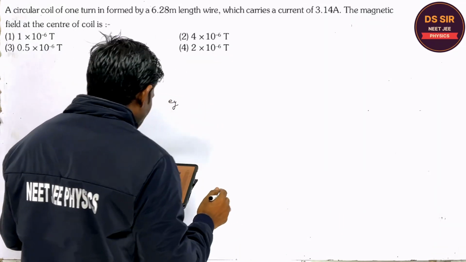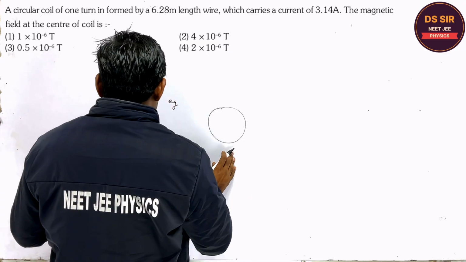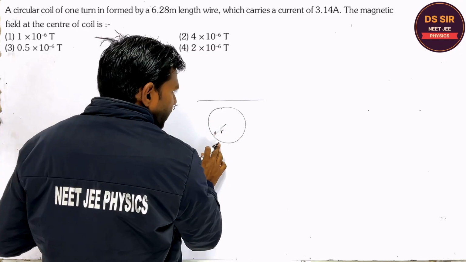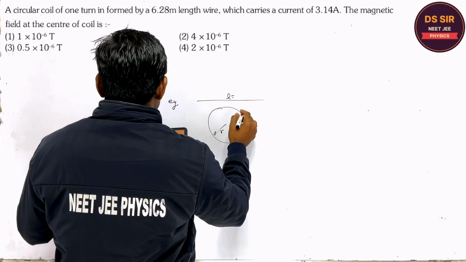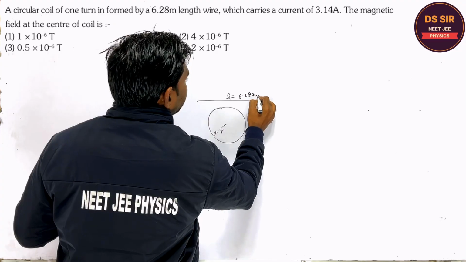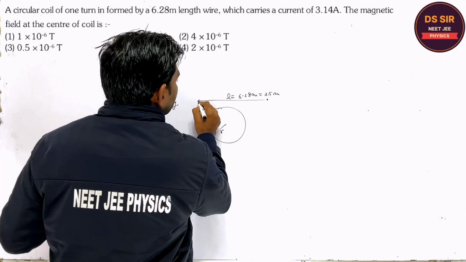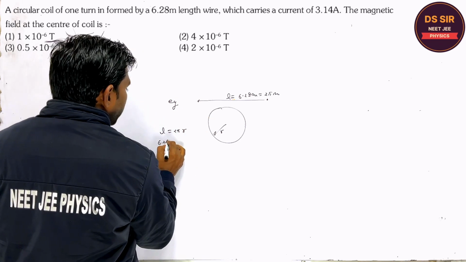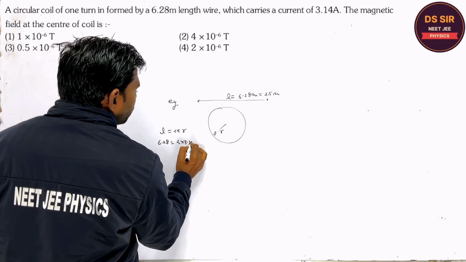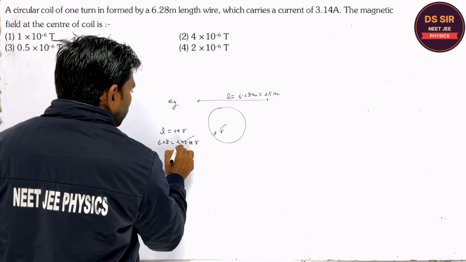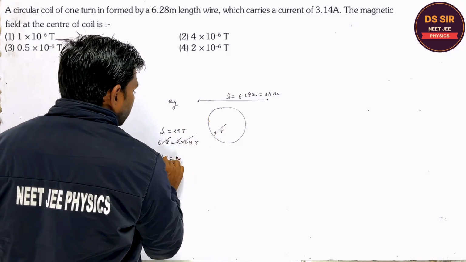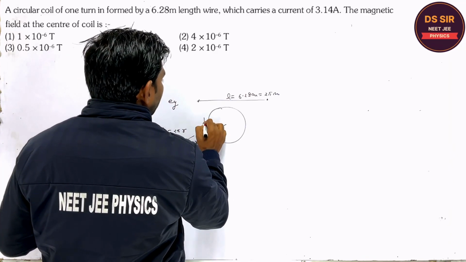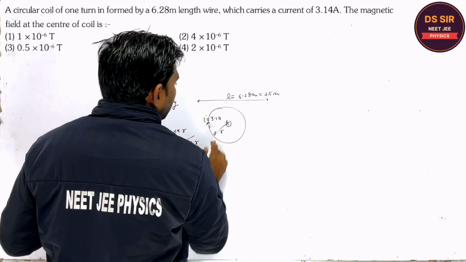In this question, a coil of 1 turn is formed by the length of the wire. The total length of the wire is given as 6.28 meter, which is equal to 2 pi meter, right? And therefore L is nothing but 2 pi r. So L is 6.28 and 2 into 3.14, so the radius will cancel out and is equal to 1 meter. Fine. And the current is 3.14 ampere.